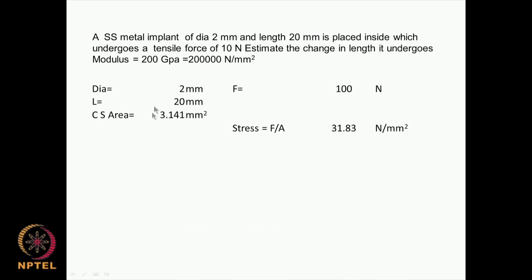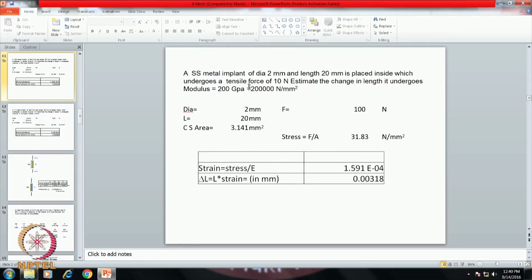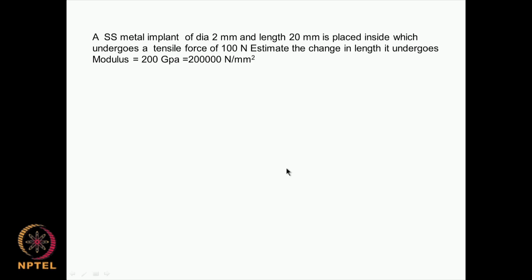Okay. So, diameter is 2 millimeter, length is 20 millimeter. So, cross sectional area is pi d square by 4. So, pi into 2 square by 4, 2 square is 4. So, pi by 4 into 4, 4 and 4 get cancelled. So, cross sectional area is 3.14 millimeter square. So, please remember we need to maintain the units very correctly. Force is equal to, okay, there is a mistake here. So, it is not 10 Newton, we will assume it as 100 Newton. Force is equal to 100 Newton.